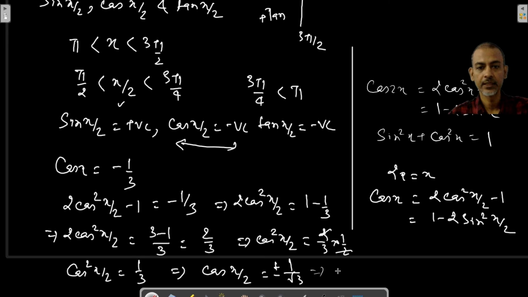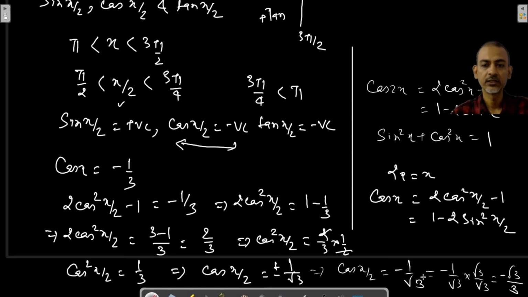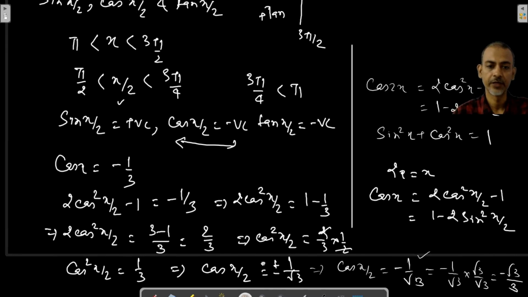So this implies that cos x by 2 is going to be minus 1 upon root 3, right? In your textbook, the answer is given in a different format. So what you have to do is just multiply this with root 3 by root 3. Then you will get minus root 3 by 3. So this is how you can also write it, and it is not wrong to write. I generally prefer to write in this format, but since the answer is given in that format, I don't want you to be confused. That's why I have written it like this.